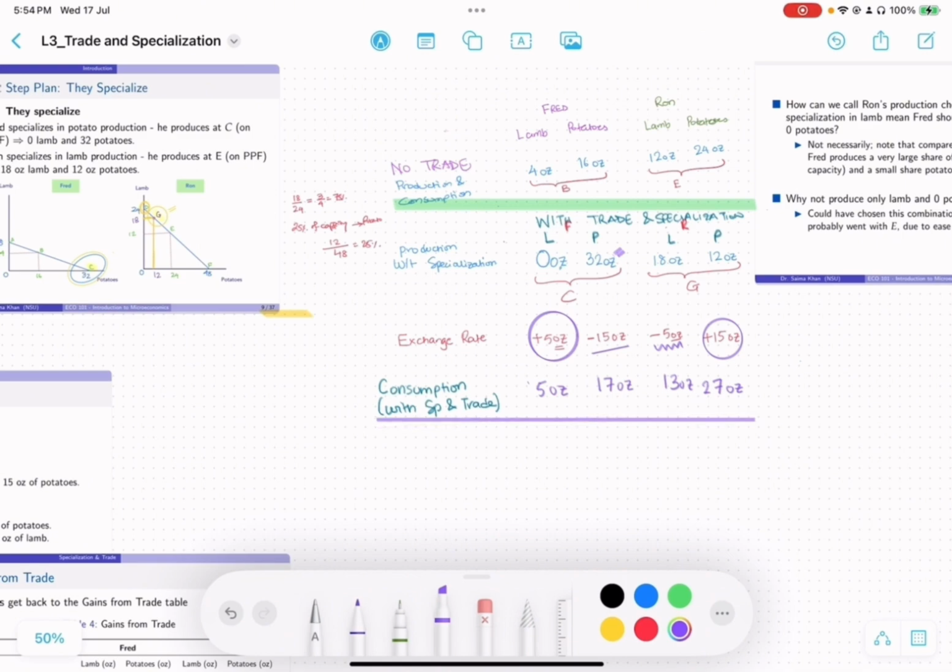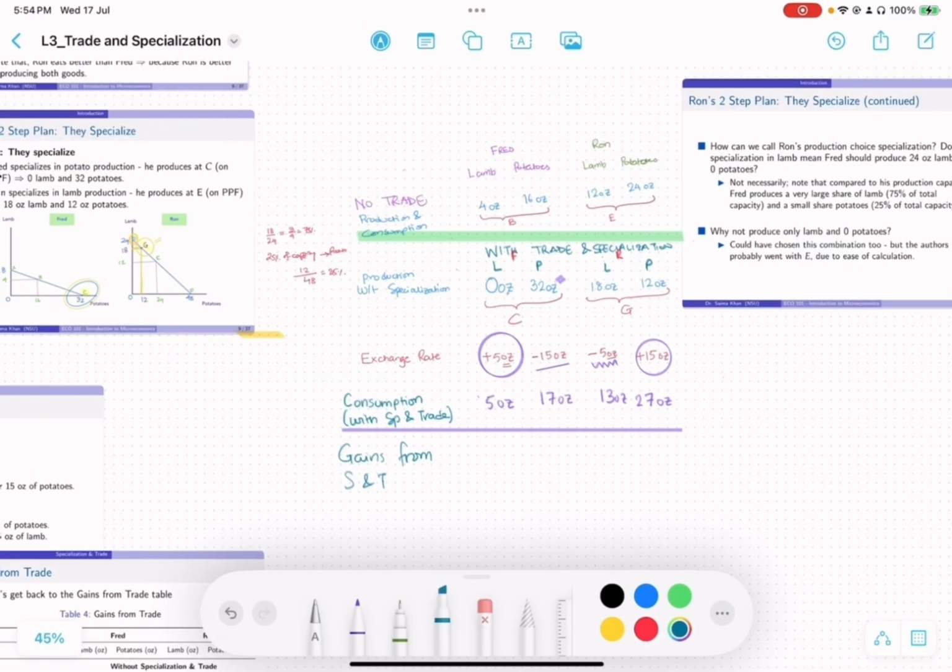Remember what I said, that ultimately we want to find out about gains from trade. Essentially, are there any benefits from trade, right? Specialization and trade. To understand if there are any gains from trade, what we want to do is compare no trade consumption to trade consumption. All right, so basically we want to compare this with this.